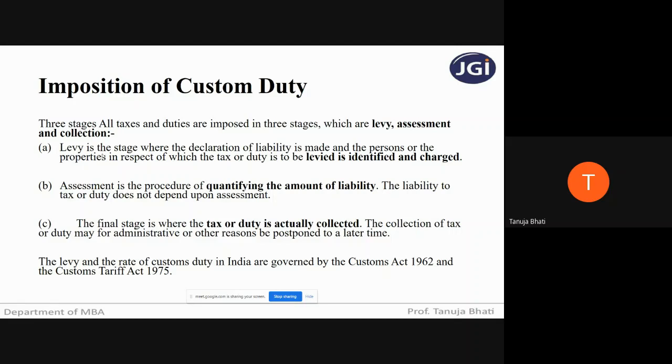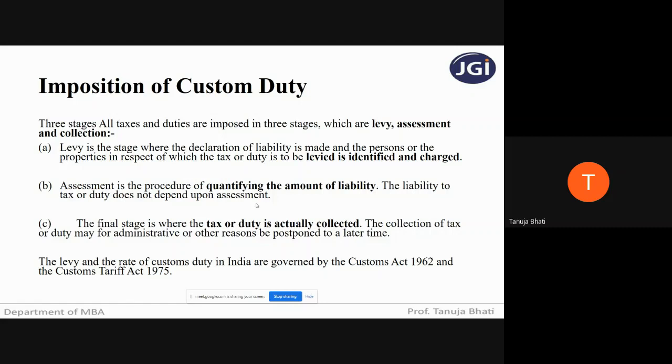The second stage is the assessment stage. What happens in assessment? It is a procedure of quantifying the amount of liability. The liability to tax or duty does not depend upon assessment. Once the duty is charged, next you quantify the amount of liability in respect of the goods you are importing or exporting. So assessment means you assess the tax or duty to be paid on the goods that are either imported or exported.